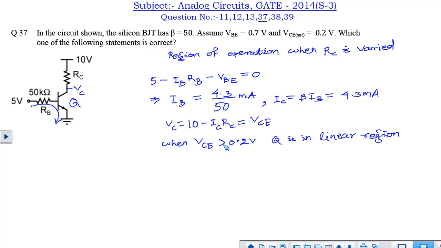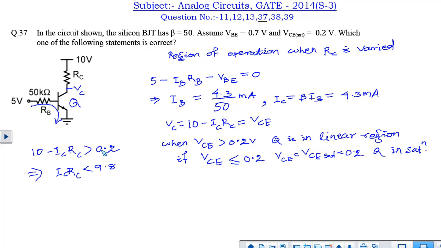Now when the VC value is greater than 0.2 volt, the transistor is in linear region, because when the VC value is 0.2 volt, it is at the saturation boundary. Otherwise, if VC is falling below 0.2 volt, then VC will be maintained at VC sat, that is 0.2, and the transistor will be in saturation region. Now for the transistor to be in linear region, we find the condition by putting the VC value greater than 0.2, where VC is nothing but 10 minus IC RC.